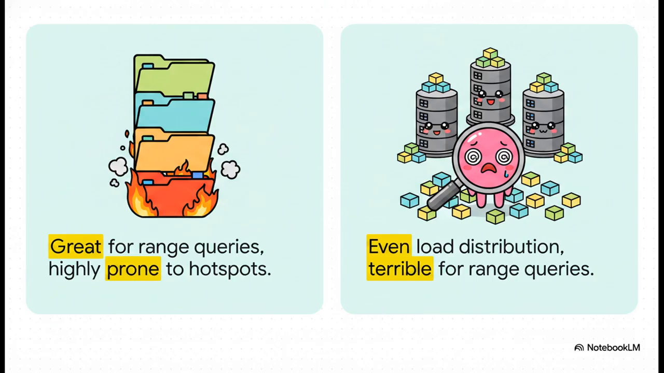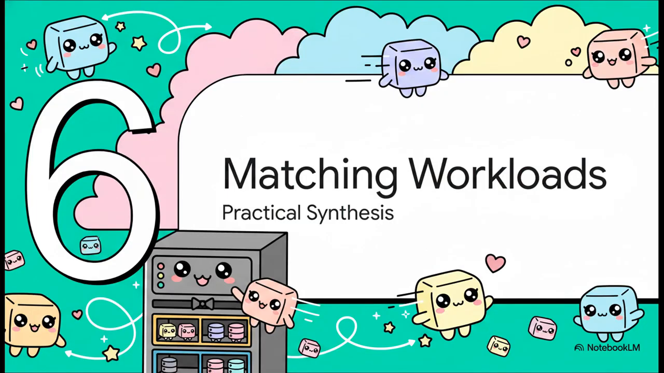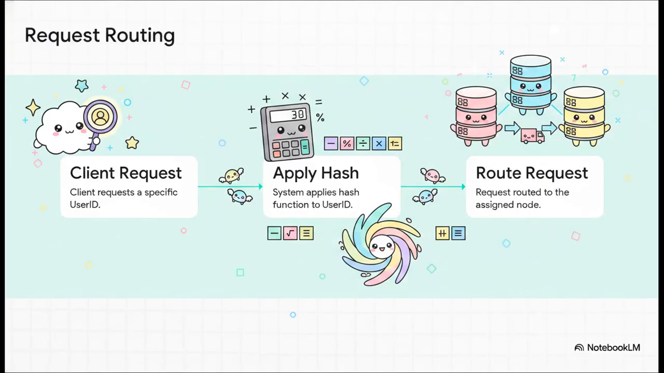If you hash your timestamps, a simple query for all of October's data suddenly requires the database to scatter that request to every single node in the cluster and then try to gather all those results back together. And yeah, that can be terribly inefficient. Section 6. Matching your workload. Practical synthesis. Let's look at how this actually operates at scale in a massive user account system.